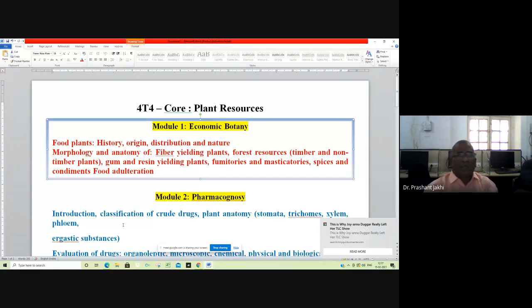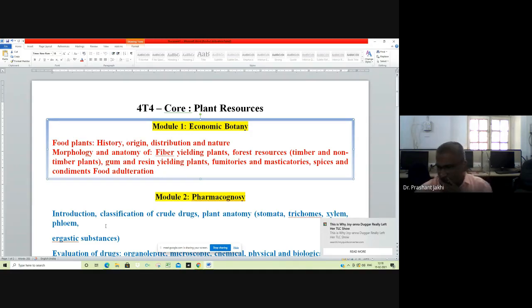A large number of spices come to our country from different parts or corners of our country, but most of these are from Kerala. So spices and condiments. Condiments are substitutory substances which are used for increasing food aroma or food palatability. The next part which we are going to study is food adulteration.